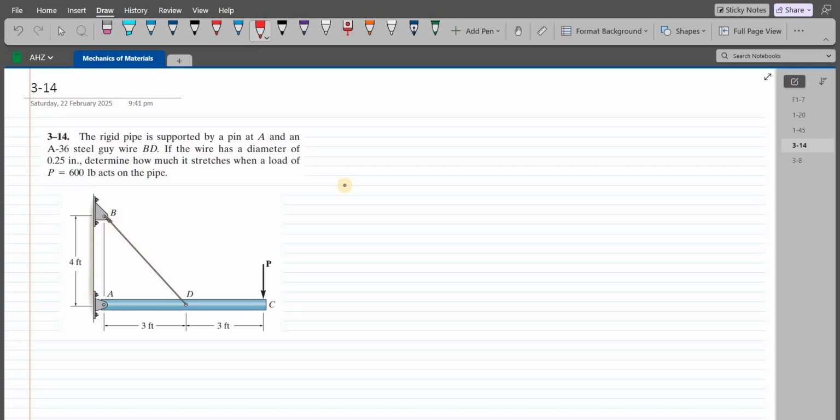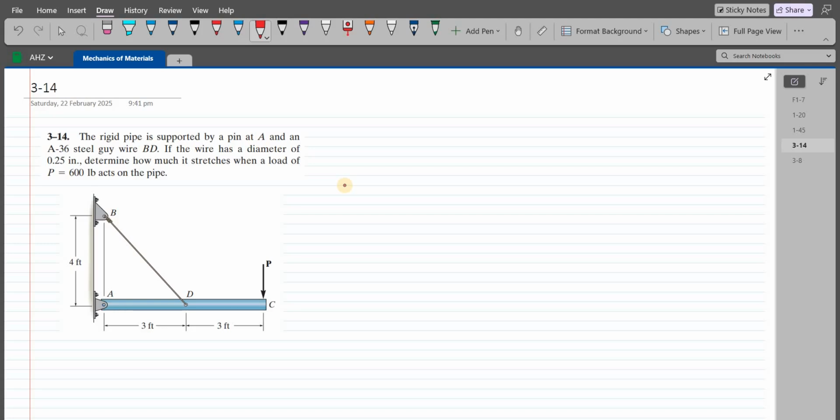In this video, we will solve problem 3-14 from R.C. Hibbeler Mechanics of Materials, 8th edition. According to this problem, the rigid pipe is supported by a pin at A and an A36 steel guy wire BD. If the wire has a diameter of 0.25 inch, we have to determine how much it stretches when a load of 600 lb acts on the pipe.